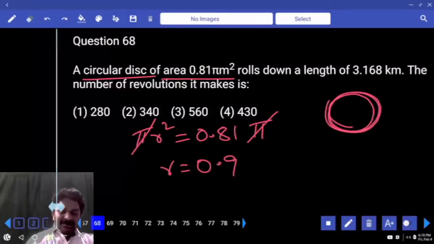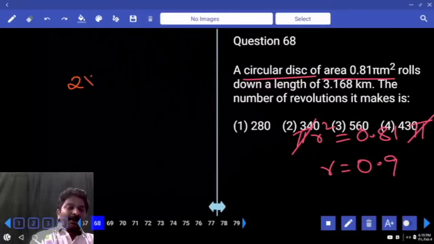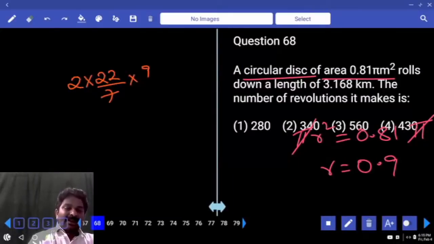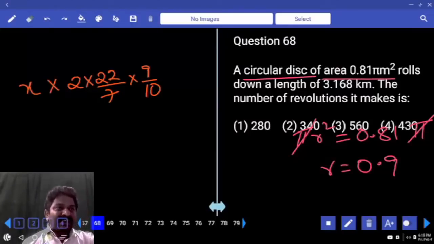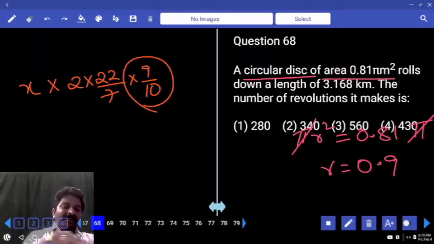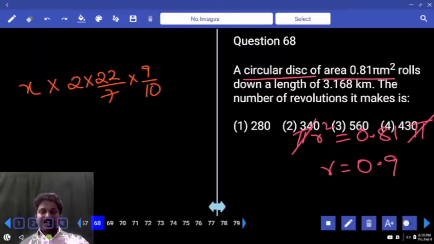2 pi r, that is equal to 2 into 22 by 7 into 0.9, that I will write as 9 by 10. Is that okay? This is the distance that it can cover in one revolution. Like that, for how many revolutions we need to calculate. So let it be x. This is the total distance that it can cover. Agreed or not? Yes.